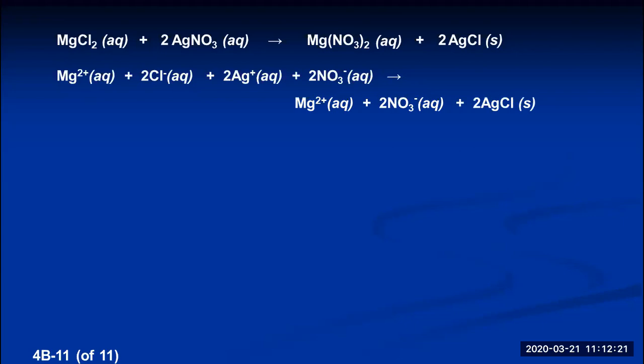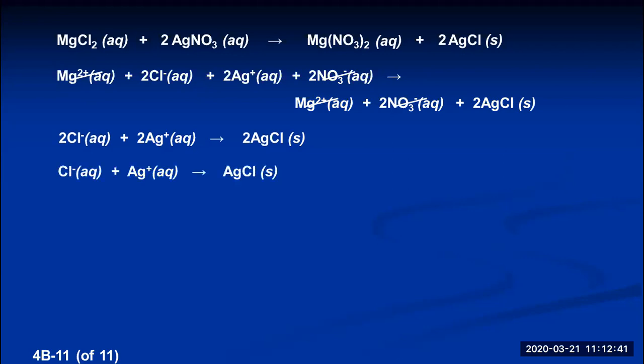In this ionic equation, the magnesium ions cancel out and the nitrate ions cancel out. So you're left over with 2 chloride ions aqueous plus 2 silver ions aqueous yields 2 AgCl. And if you ever have a net ionic equation where all the coefficients are divisible by an integer, divide them all by that integer, in this case 2, and the final net ionic equation would be silver ion plus chloride ion yields AgCl.